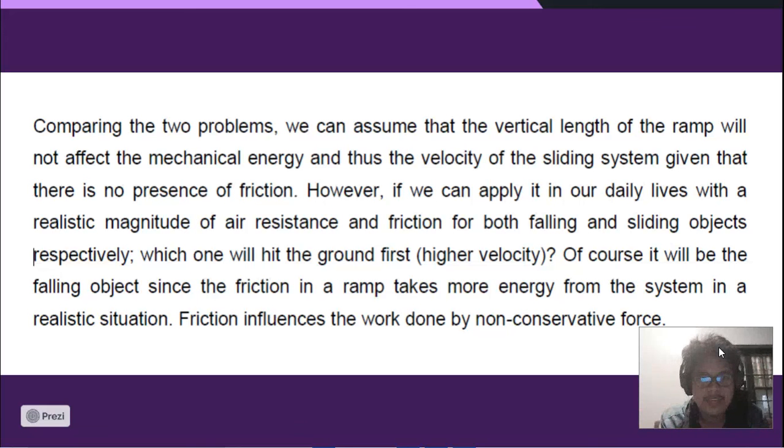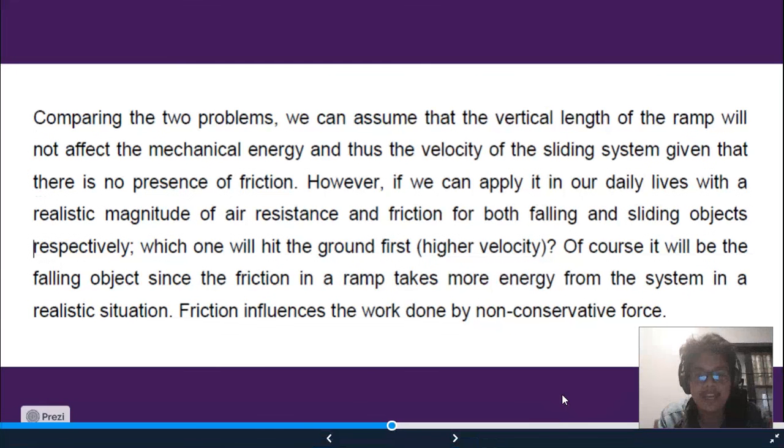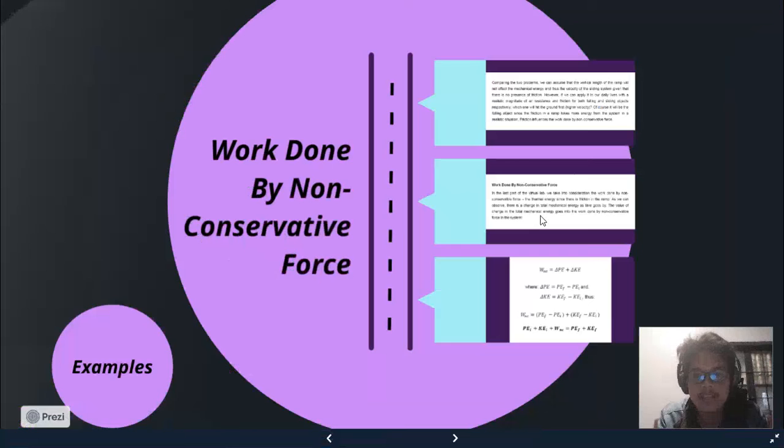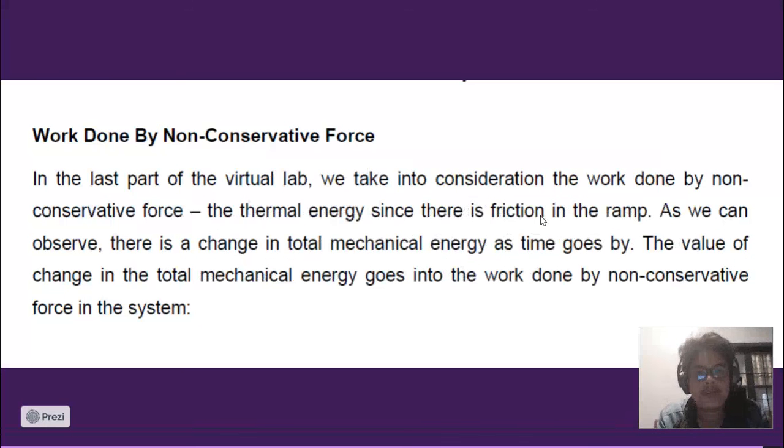Work done by non-conservative force. In the last part of the virtual lab, we take into consideration the work done by non-conservative force, the thermal energy since there is friction in the ramp. Okay? So, last part, we take in consideration na yung friction. As we can observe, there is a change in total mechanical energy as time goes by. The value of change in the total mechanical energy goes into the work done by non-conservative force in the system.